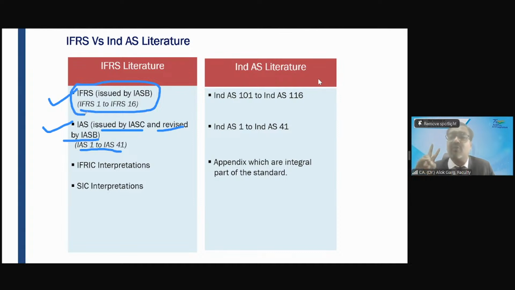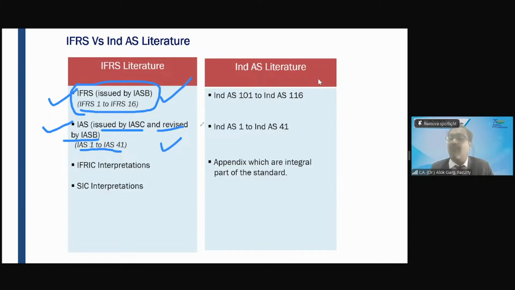Because revenue had two standards, IAS 11 and IAS 18. So for IAS 11 and IAS 18, one standard, IFRS 15, was issued. Okay. So today we have 16 IFRS and today we have 24 IAS.